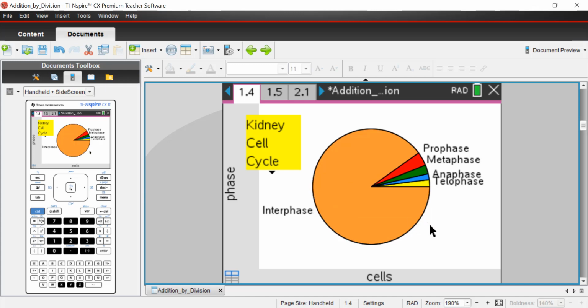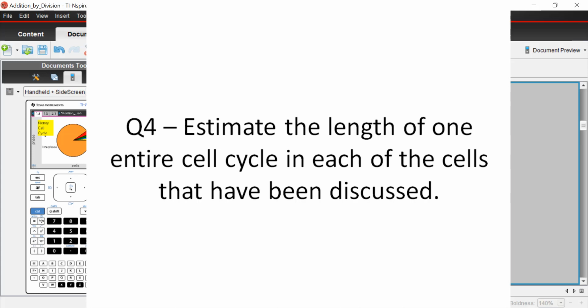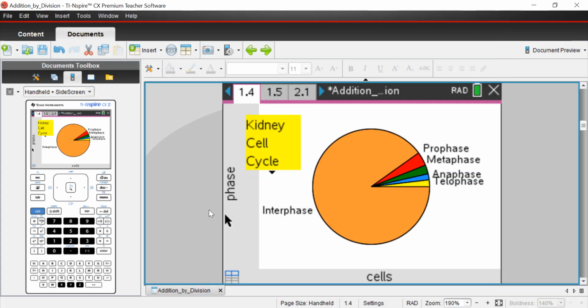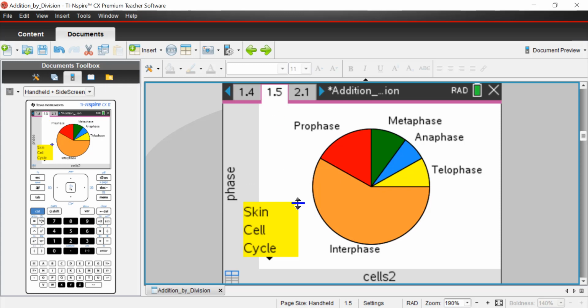And the next question is: estimate the length of one entire cell cycle in each of the cells that was modeled. And we've kind of already answered that. We saw in our calculations that the kidney cell, when you take 9 days of interphase plus 1 day of mitosis, then you get 10 total days for the entire cell cycle in a kidney cell, versus skin cells, we said about 57 hours. 24 hours of mitosis, 33 hours of interphase. So, all right, there you go.